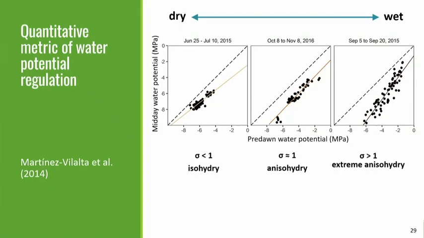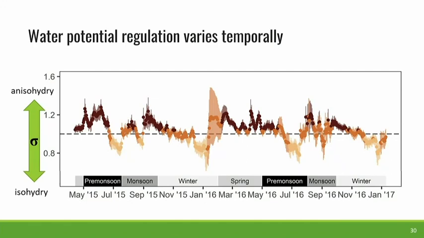So I was able to do this by cutting my data into these chunks, but I also built a hierarchical Bayesian model to look at how this slope changes over time and what factors might influence how it changes over time. And then I used that model to predict the slope, sigma, for every single day out there at my site. And I found that water potential regulation varies quite a bit and quite rapidly over time. In this figure, the higher values are more anisohydric or extreme anisohydric, as shown by the maroon, and the lower values below the 1 line are isohydric, shown in the peach.